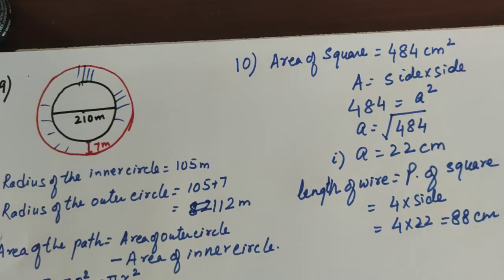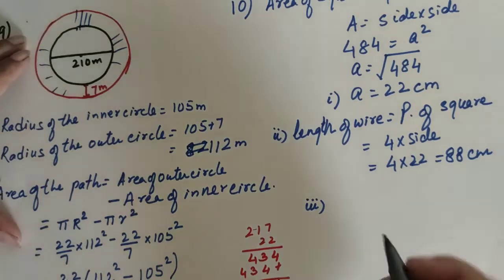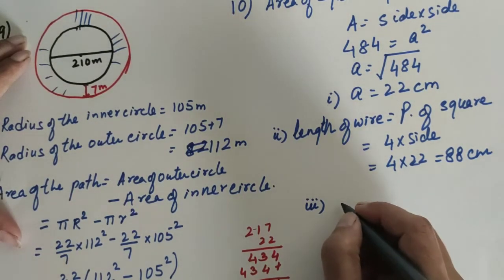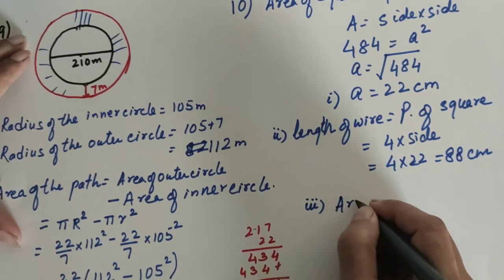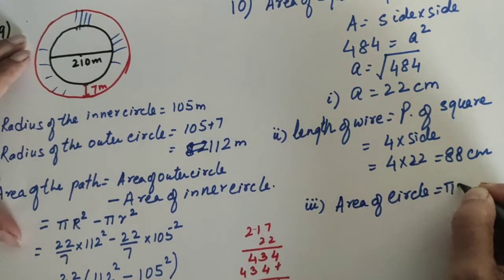Yes, it is correct. Then the third part that we have to find is the largest area enclosed if the same wire is bent in the form of a circle. So the largest area enclosed will be the area of the circle. To find the area of the circle, we need the radius, because it is pi r square.